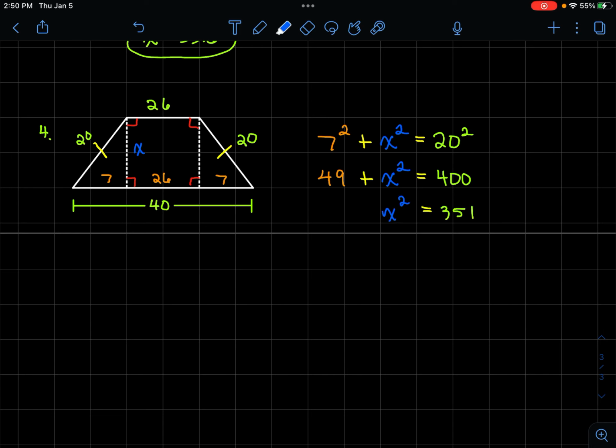Subtract the 49 over, giving us x squared equal to 351, and then finally square rooting both sides. The square root of 351 will give us 18.7, so the height of this trapezoid is just the value of 18.7.